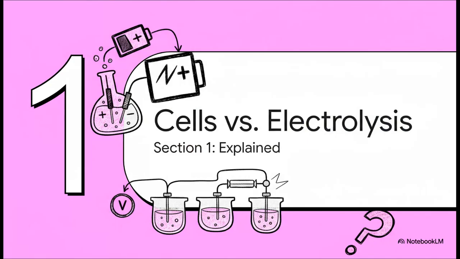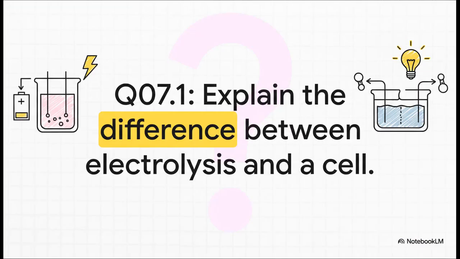First up, we're starting with a pretty fundamental 2-mark question that's really just testing your core understanding of the difference between electrolysis and a chemical cell. The first thing to clock is that command word, explain. Now that's a signal, right? It means you can't just list stuff. You've got to show you understand the contrast between these two things, really focusing on the role of electricity and chemical reactions in each one.